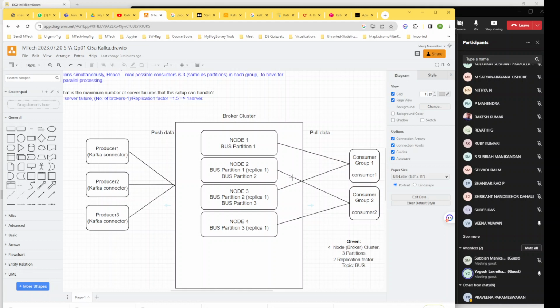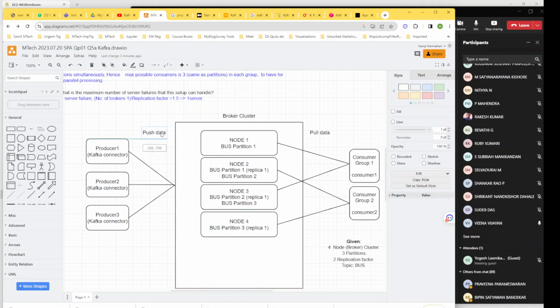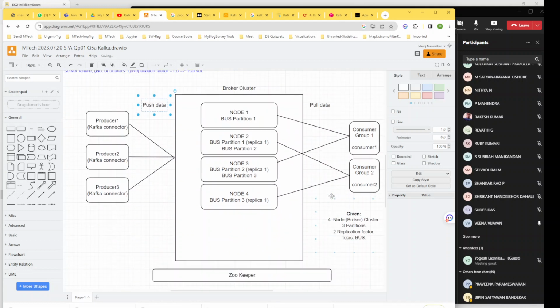We are showing consumer group 1 and group 2. They did not ask about showing consumer groups here? No, I just put it in for my understanding. I mentioned push data and pull data also, so that we know this one is like that. Otherwise we have to refer somewhere else for all this.